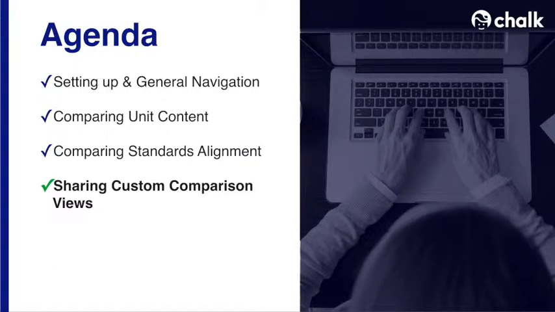Oftentimes, it's important to share a comparison with a colleague. An example of this might be when a curriculum director notices gaps between 3rd grade and 4th grade maps and wants to share with both of the grade level teachers. The sharing option with Chalk allows us to create a unique link with all of the current viewing parameters so that this specific view can be shared easily. We'll learn how to set this up so that we can share our view with colleagues.